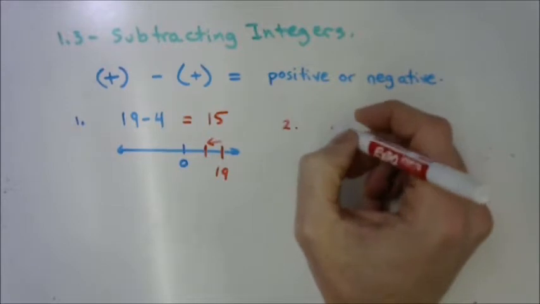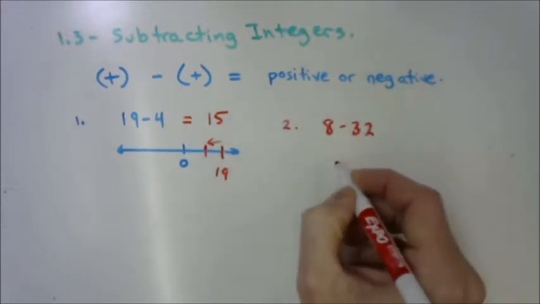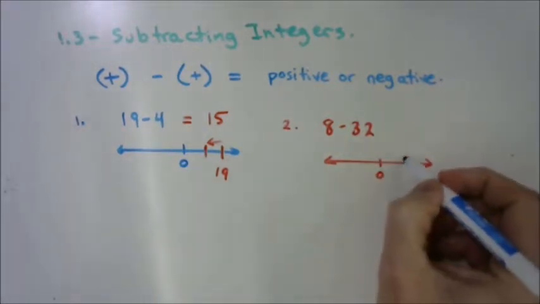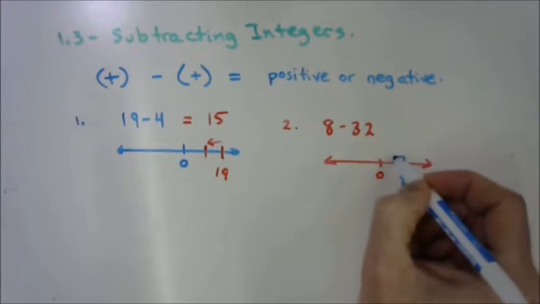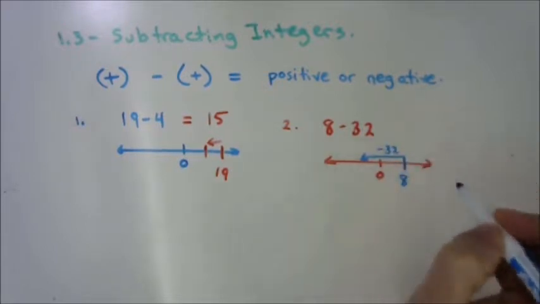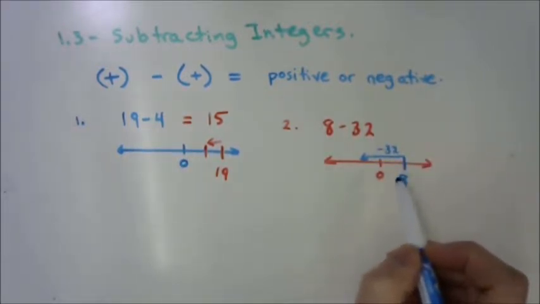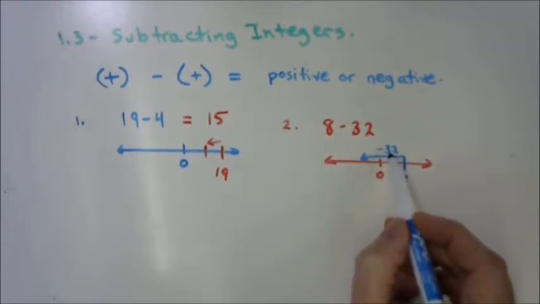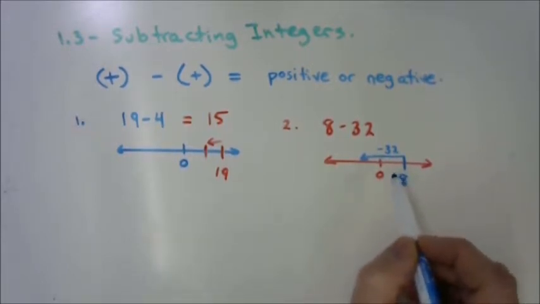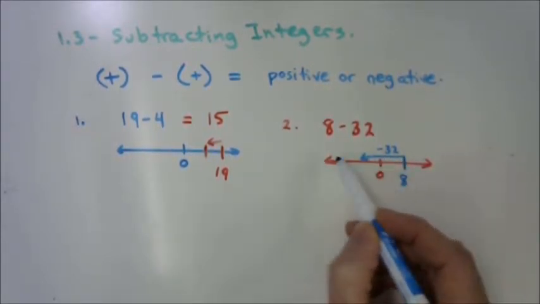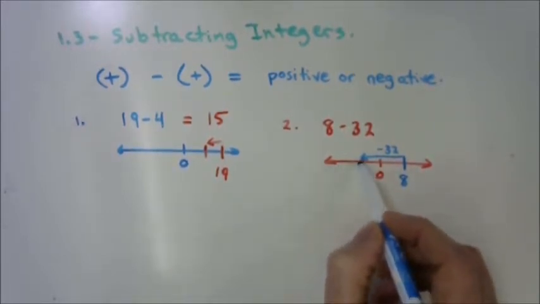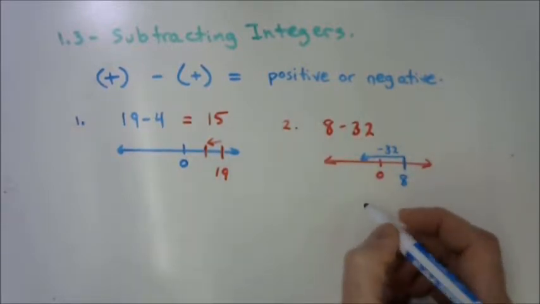Number 2 says 8 minus 32. Go ahead and try it. Nice. You're working faster than me now. That's a good thing. So we're starting over here at 8, and we're subtracting so much that we're crossing over 0. We're going to take away 32. What's really happening here is we could think about it either way: you're either moving to the right 8 and then subtracting 32, or you can think of it as starting at 32 to the left of 0 and adding 8. Either way.